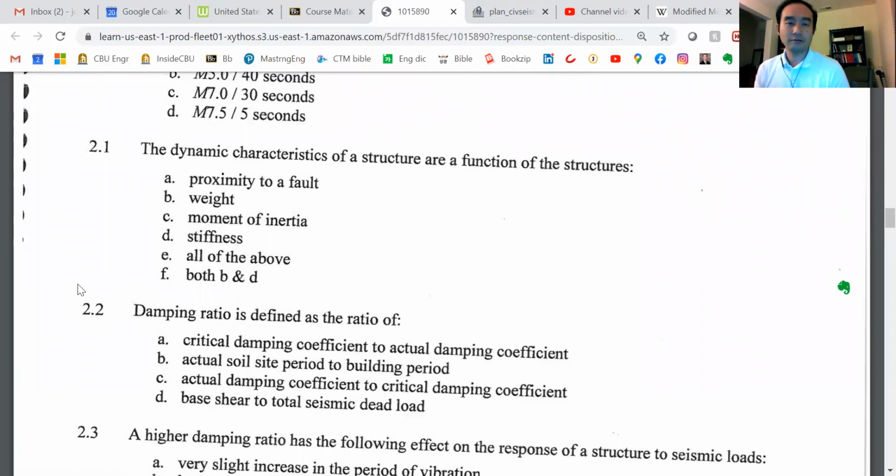The dynamic characteristics of a structure are a function of the structure's what? Here we have six different choices: proximity to a fault, weight, moment of inertia, stiffness, all of the above, both B and D. What do you think? Dynamic characteristics of structures are a function of what?